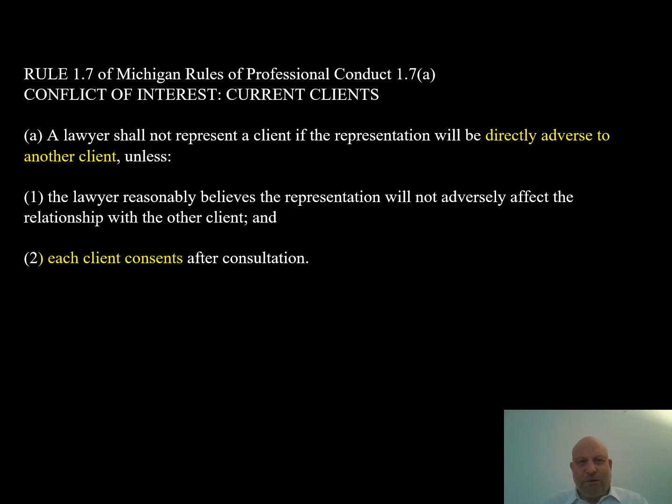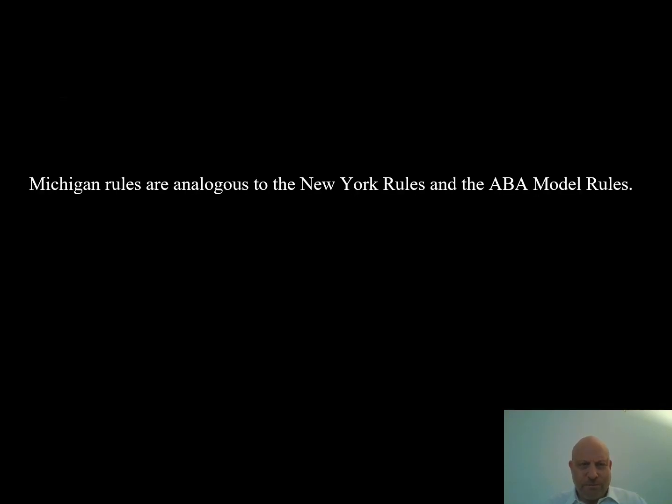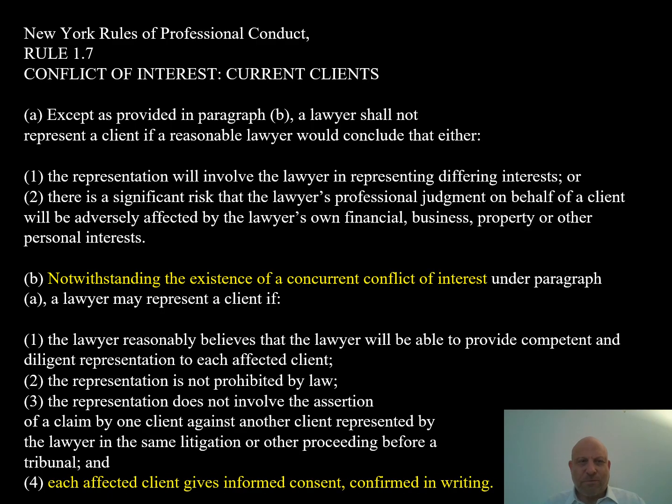So it's citing the relevant conflict of interest rule. A lawyer should not represent a client if the representation would be directly adverse to another client, unless each client consents after consultation. So that's the Michigan rule, a little bit different from the New York rule. They're analogous, but they're a little bit different from the New York rules and the ABA rules, as we've seen. This is a New York rule. A little bit different. We already went over that.